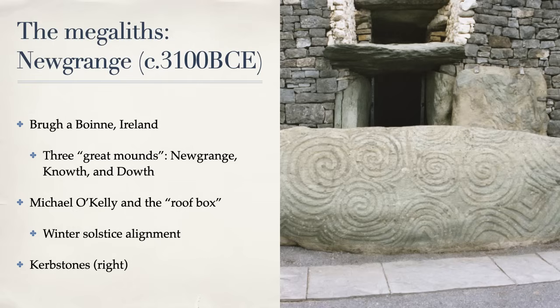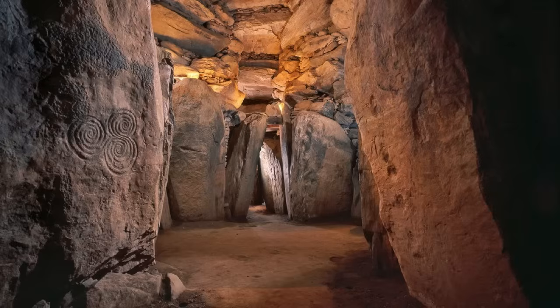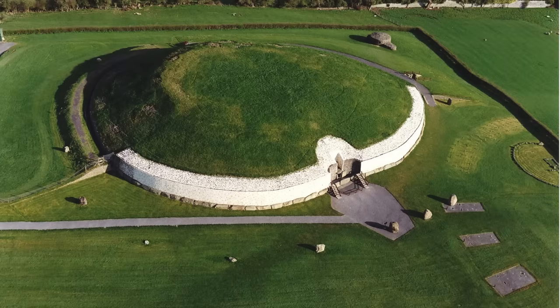So let's give you some pictures of Newgrange now. So there's the mound. There's the burial chamber, and you can see the patterns on the left. And an overhead shot of the mound. You can see the curbstones on the lower side of the mound.